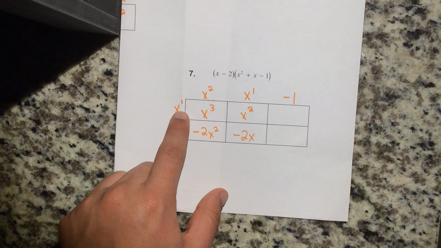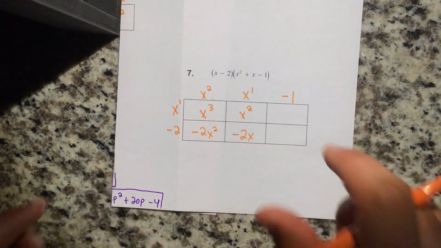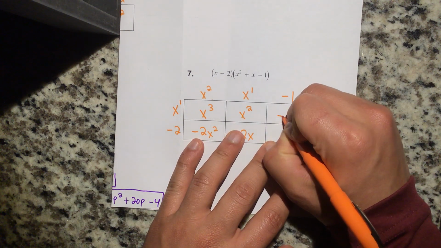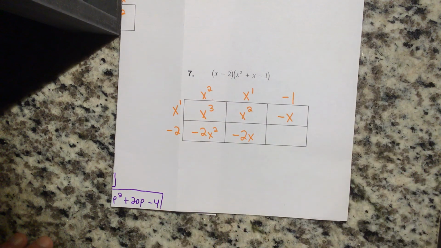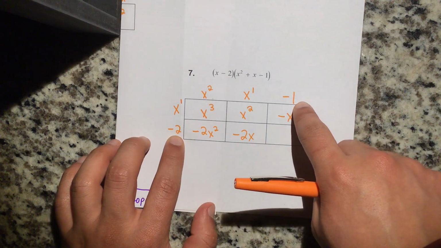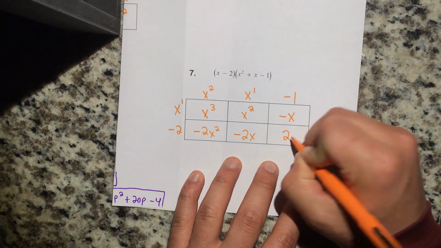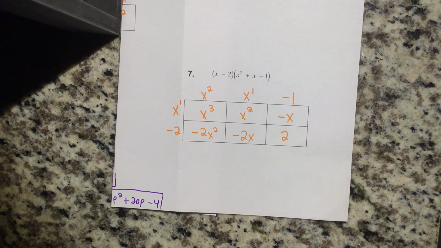Back up top, x times negative 1. So this one's a little tricky. Instead of putting negative 1x, I'm just gonna put negative x, right? Because we know there's an imaginary one, but I'm not gonna write it. And then lastly, negative 2 times negative 1. Two negatives make a positive 2, okay?